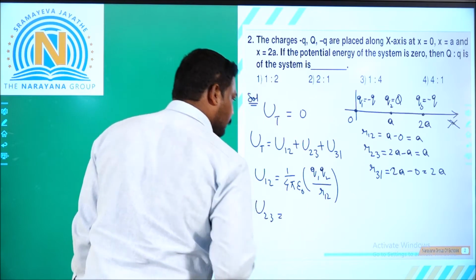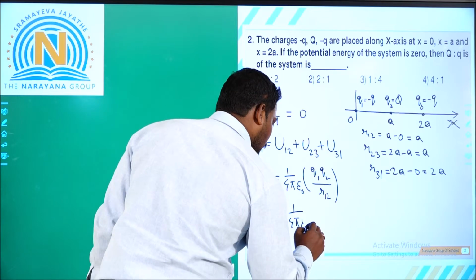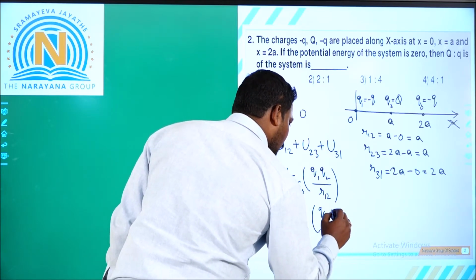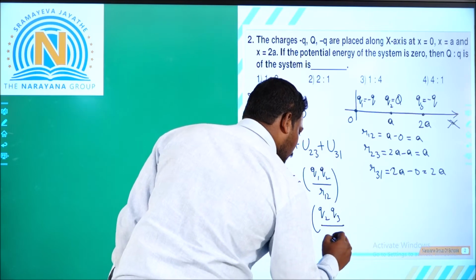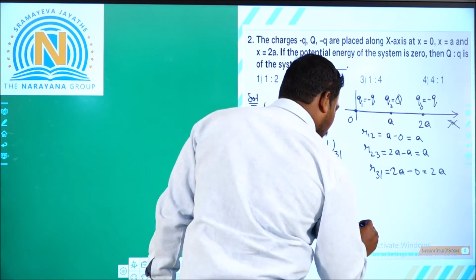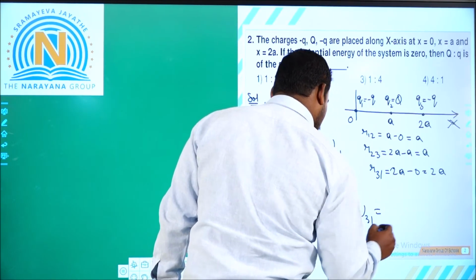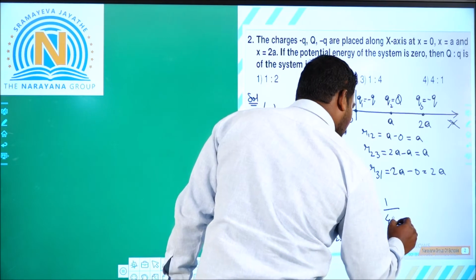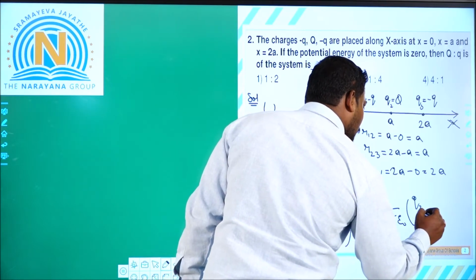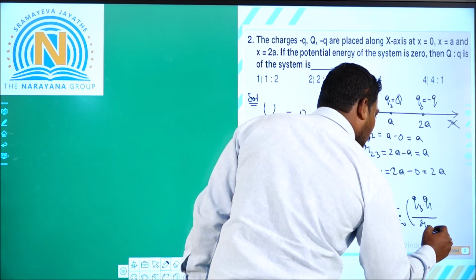U23 is equal to 1 by 4 pi epsilon naught into Q2 Q3 by R23, and U31 is equal to 1 by 4 pi epsilon naught Q3 into Q1 by R31.